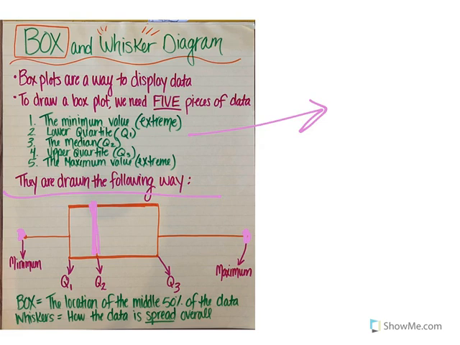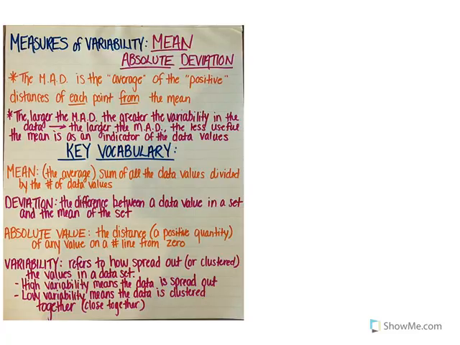The vertical line in the middle is your quartile 2, or your median. And the outside of the box on the left is your quartile 1, and the outside of the box on the right is your quartile 3. The box portion is the location of the middle 50% of your data, and then the whiskers are representing the spread of the overall data.